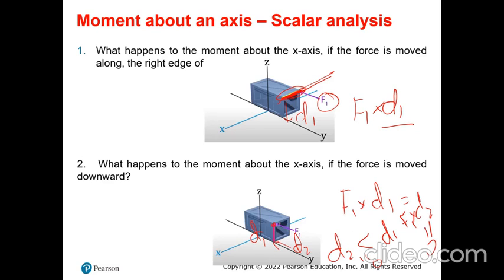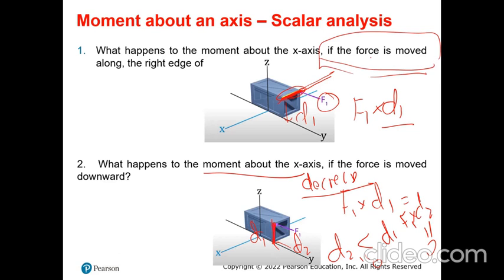So if I'm moving it along the perpendicular distance, then I know the moment is going to decrease or increase due to the position. But if I'm moving about the point where the force is acting, which is parallel to the x-axis, I know that the moment is not going to change.